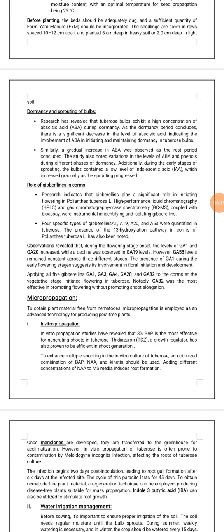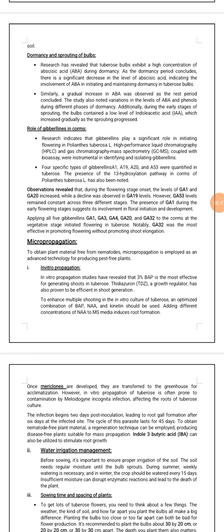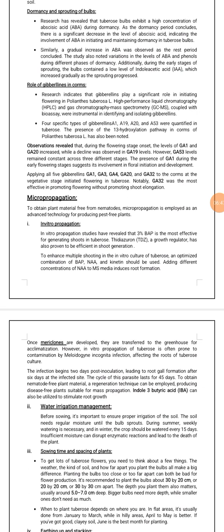Dormancy and sprouting of the bulbs. Research has revealed that tuberose bulbs exhibit a high concentration of abscisic acid during dormancy. If we speak in Urdu, dormancy is the khwabedgi condition. In dormancy, the plants have the potential to grow, but they will be in a sleeping position because conditions are unfavorable. So we can apply treatments to break that dormancy.